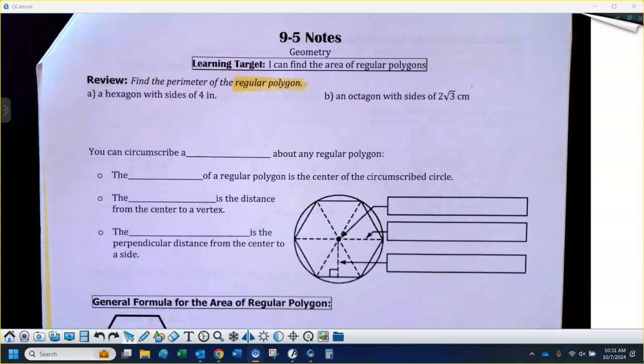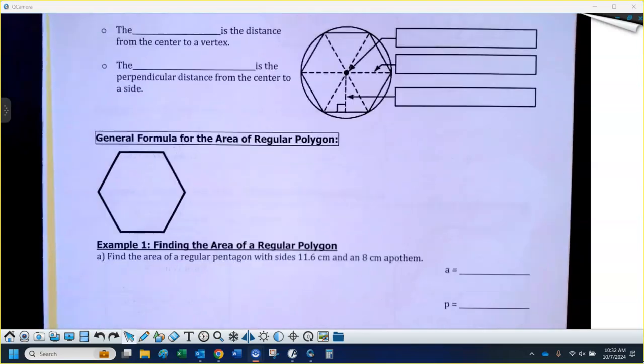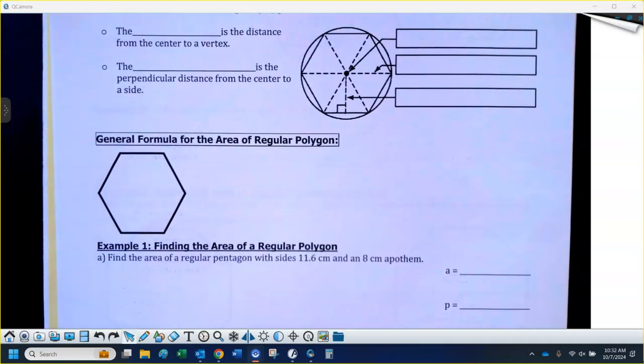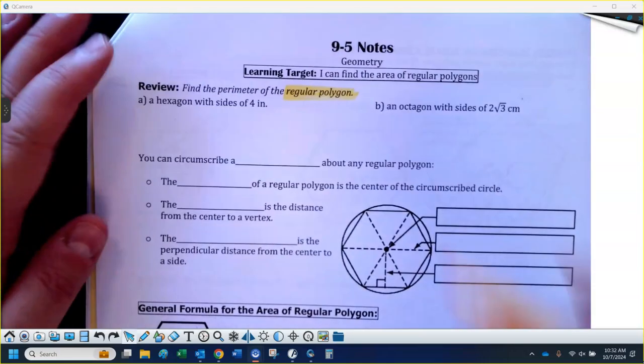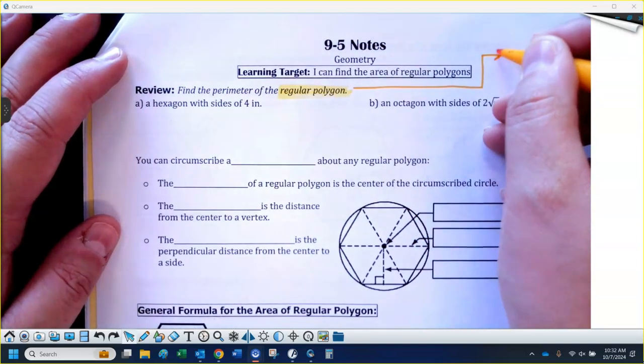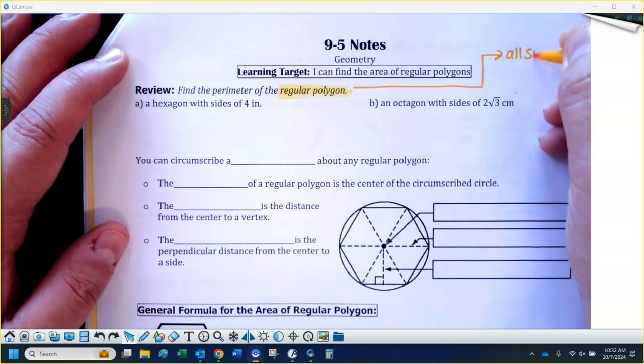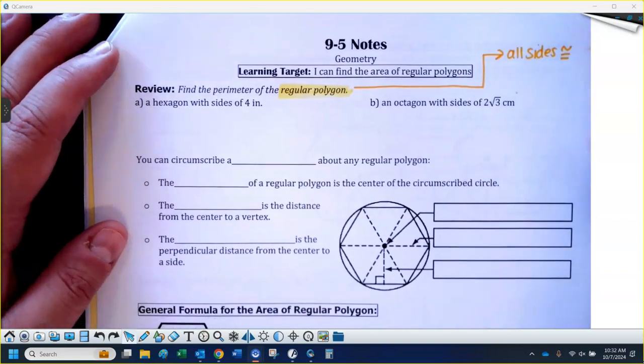Do you guys remember what regular polygon means? Anything? Regular polygon. Okay. If I told you, like my picture here, this is a regular polygon down here. This is actually one in the little picture here. Regular just means, I'm going to come over here. If you don't know this, I might jot this down. It just means all the sides are the same.